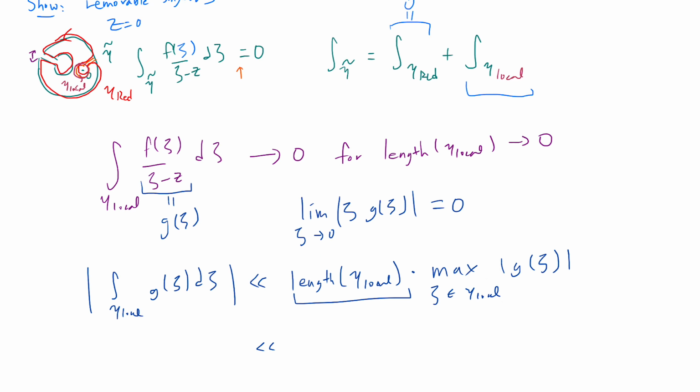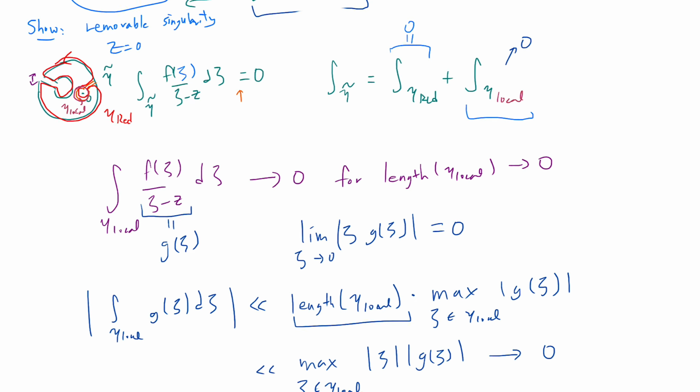So this really is less than the maximum of zeta in gamma local of zeta times the absolute value of g of zeta, and this we know goes to 0. So we know this goes to 0 as well. So by making this gamma tilde as small as we want and running all of the arguments that we previously made, I think the proof should go through.